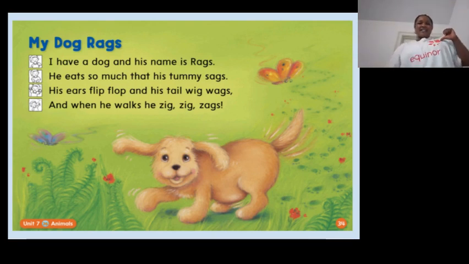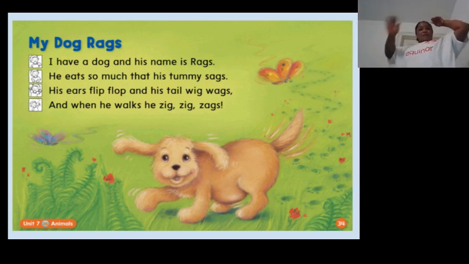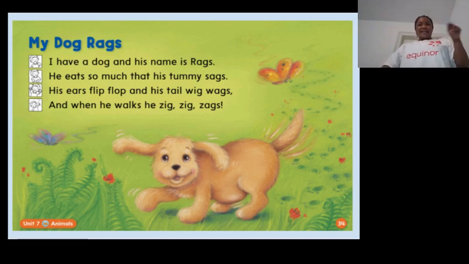I got a dog, and his name is Rags. He eats so much that his belly sags. His ears flip-flop, and his tail wig wags. And when he walks, he goes zigzag. He goes flip-flop, wig-wag, zigzag. Flip-flop, wig-wag, zigzag. I love Rags, and he loves me. That's my extended version. Let's say the poem together.